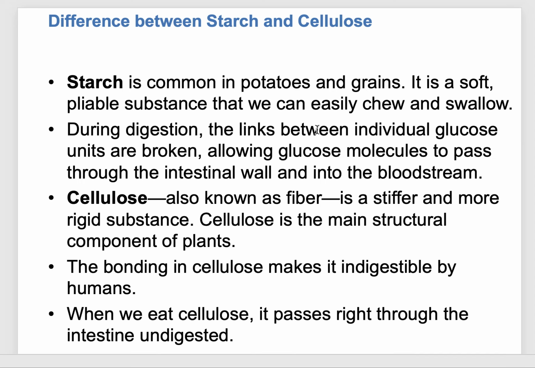The linkages are alpha linkages, so it's pretty easy to hydrolyze and get us glucose. So when we eat starch, it breaks down right away and forms glucose available for energy, immediately. And remember, that's because it's alpha.